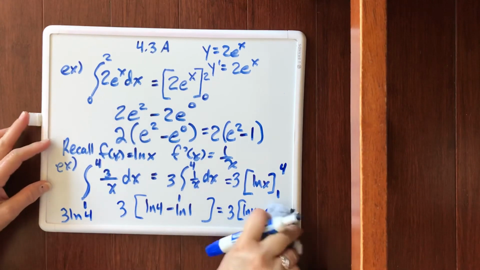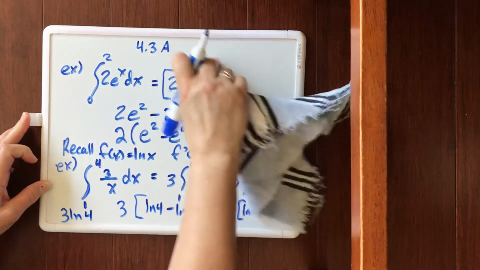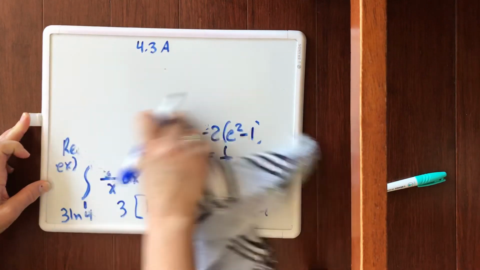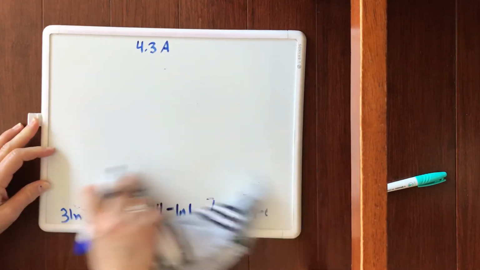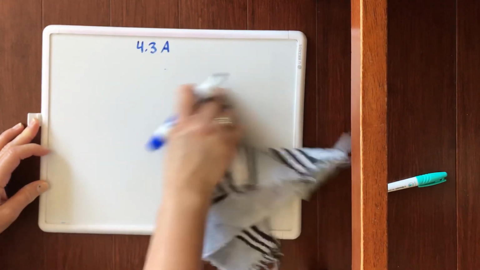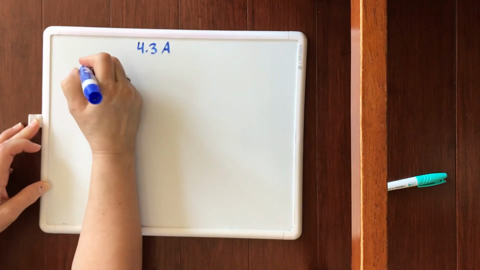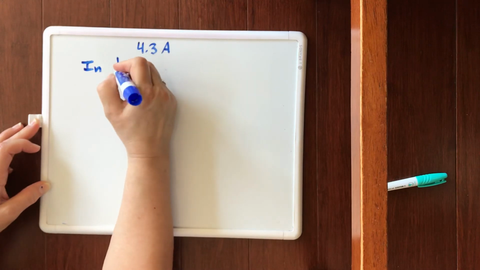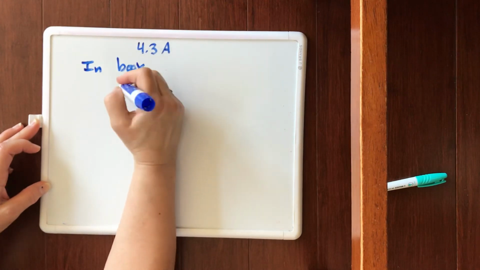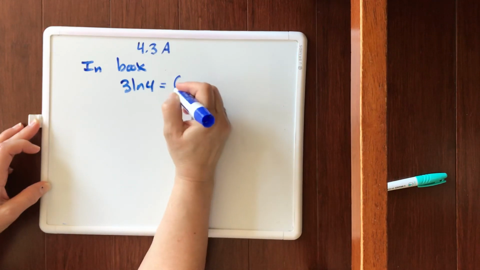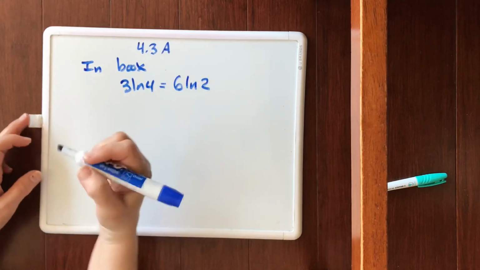Okay, but something interesting. I noticed in the book, they gave this same example, and they got a different answer. And you go, how can that be? How can you get a different answer? So I'm going to show you. In the book, we have 3 ln of 4, which is our answer, and this is what the book answer is, 6 ln of 2.